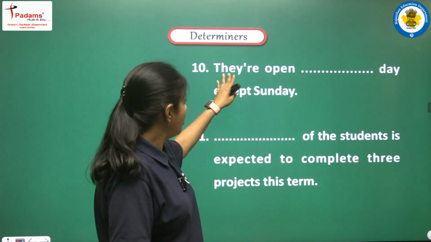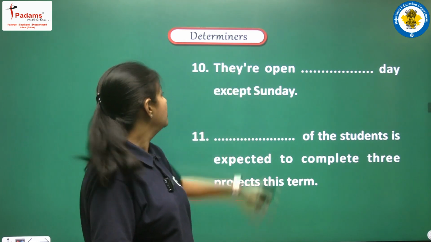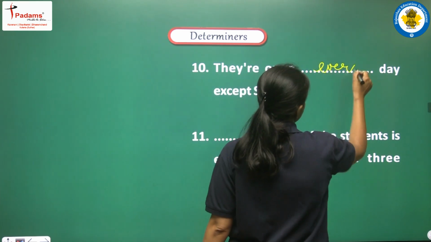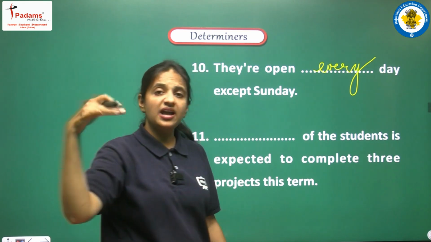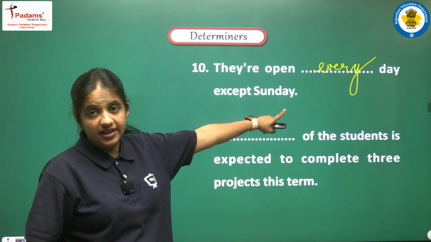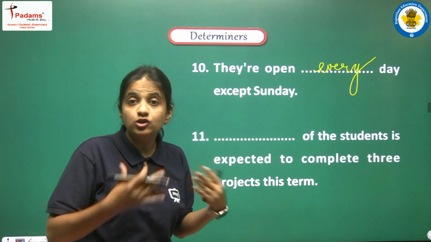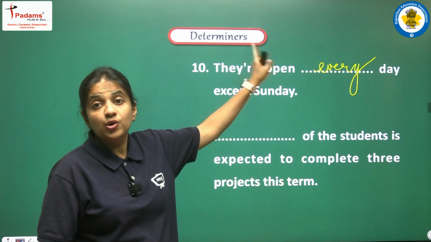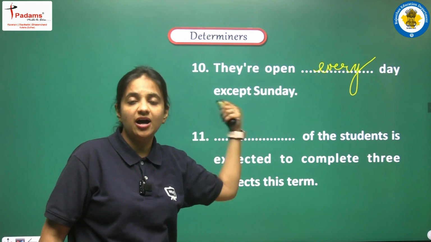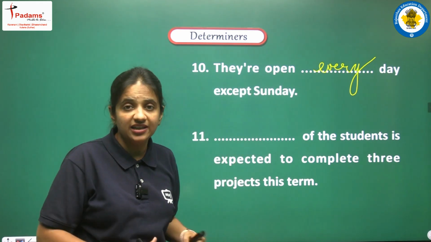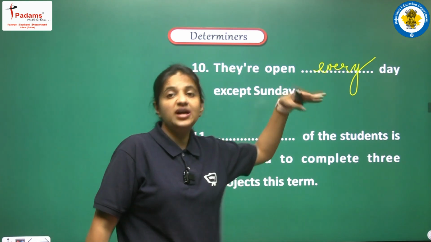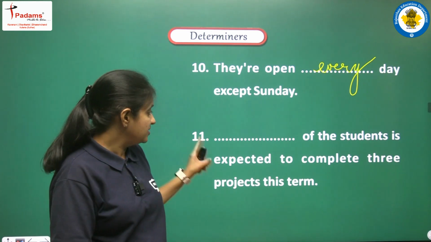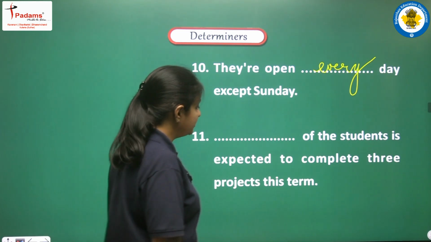Next sentence, they are open day except Sunday. So here we are talking about some shops, some market, and we are saying that they are open. So here again we are trying to show the frequency. So we are saying that they are open every day except Sunday. It means except Sunday, Sunday को छोड़ के बाकी सारे दिन, rest of the other days they are open. Sunday के दिन वो अपना shop, अपना market जब वो close रखते हैं, but except Sunday they are open every day.